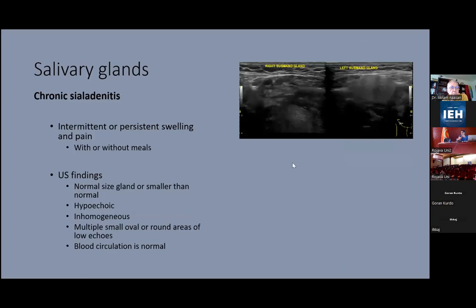Then we talk about chronic sialadenitis. The patient will have intermittent or persistent swelling and pain. It might be associated with meals or not. In the ultrasound, as we see here, this is the left side submandibular gland, and this is the right side. Usually in chronic sialadenitis, the gland is smaller due to atrophy. You see it's hypoechoic, inhomogeneous, with multiple small round areas with low echoes, and the blood circulation might be normal.